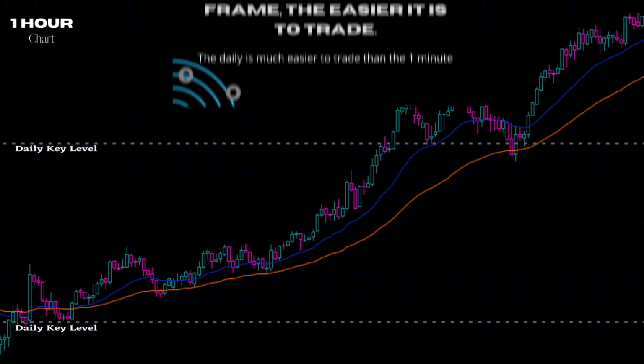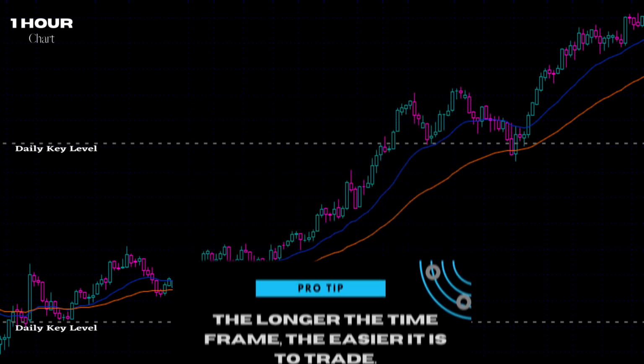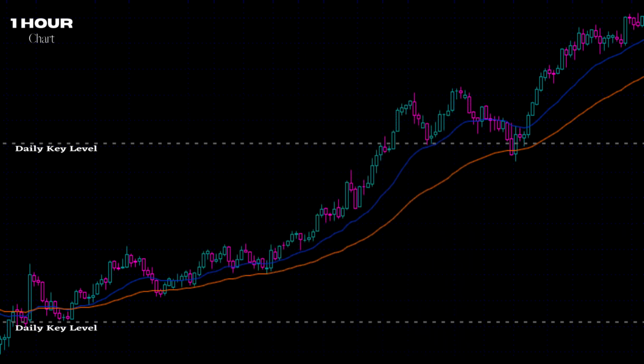Here's a pro tip. The longer the time frame, typically the easier it will be to trade. For example, while the daily time frame would be one of the simpler time frames to trade from, the 1 minute time frame will be one of the most difficult to trade from. Intraday trading is much more difficult than swing trading the 4 hour and daily time frames.